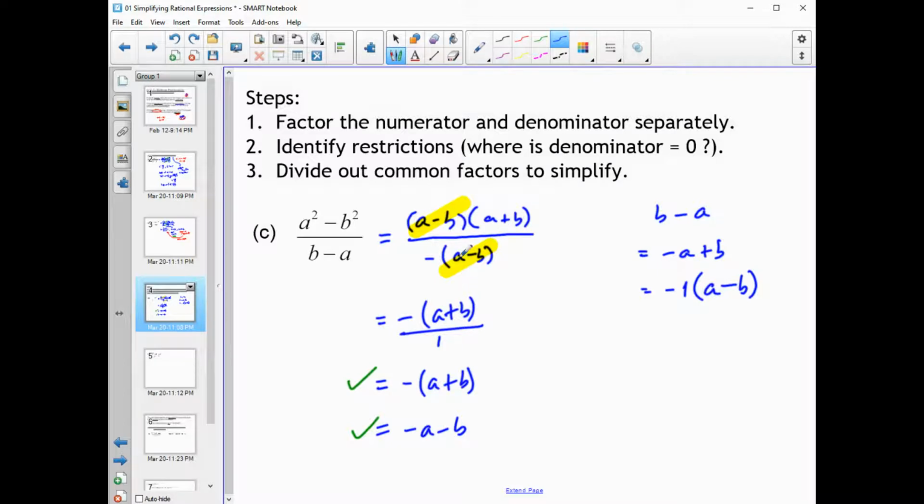But we divided out, and in particular, we created a hole where this factor is equal to 0. So we ask ourselves, what causes a minus b to be equal to 0? And of course, that occurs when a equals b, which means that our restriction, which we must state as soon as we divide out the factors that make up a hole, has to be stated.